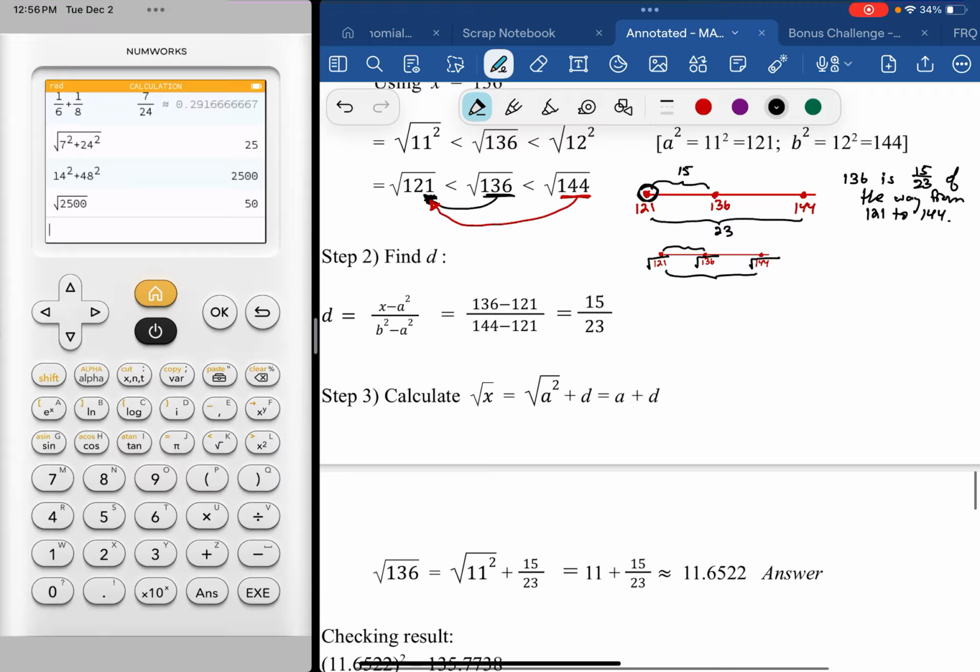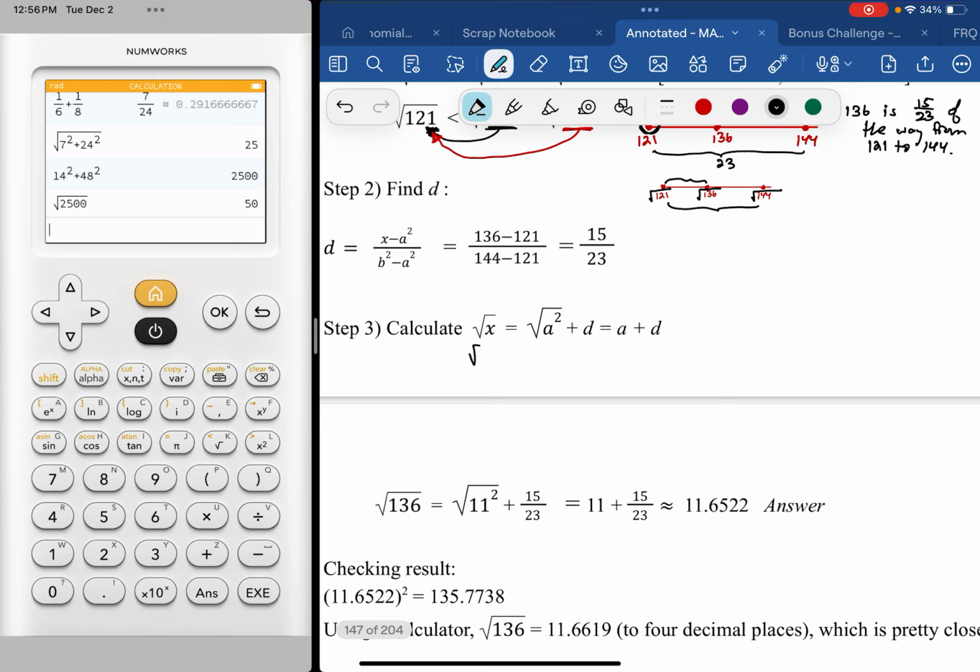And so that's the same idea: I'm going to apply that same ratio value, but on a smaller scale. So my radical 136 would be equal to the radical 121 plus that ratio of 15 23rds of a single unit essentially. It's just a unit that is more broadly from 121 to 144.